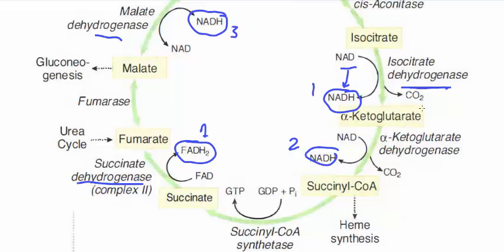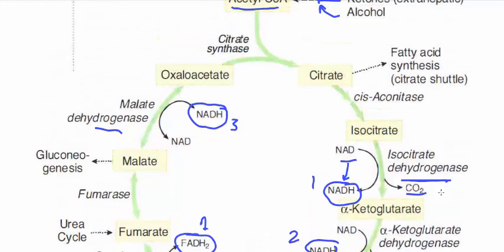Okay. Now you see that there is one carbon dioxide here and the second carbon dioxide here. These are the carbons of acetyl-CoA, the first carbon dioxide and the second carbon dioxide.